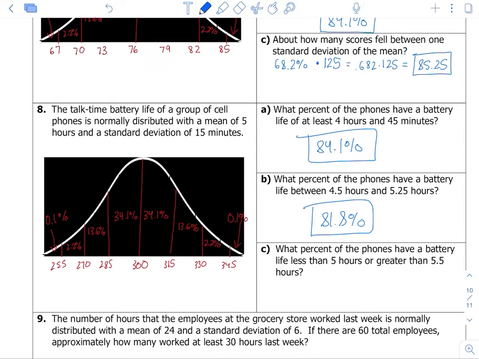And then lastly, what percent of the phones have a battery life less than 5 hours or greater than 5.5? So less than 5 hours. So this is the 5-hour mark, right? Which means you have to add up all these percentages. And greater than 5.5 hours, that's this mark, you guys, and it's adding all of these together. So adding those circled percentages together, you guys are going to get 52.3%.